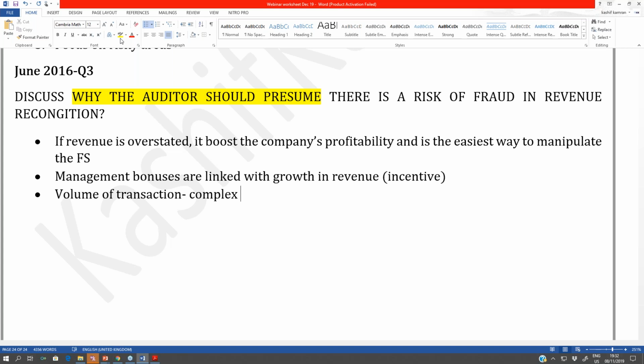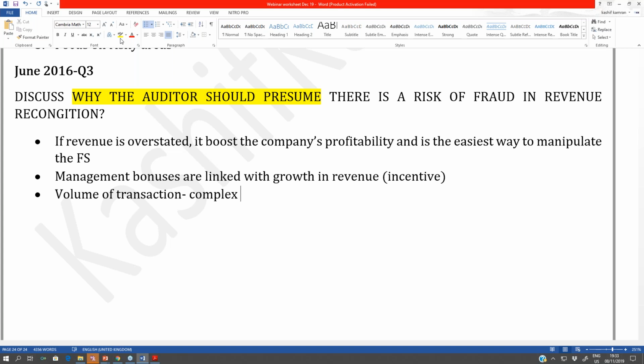Imagine Walmart. Imagine Amazon. Think about the revenue transaction volume of Amazon. Do you believe this is complex? Volume of transaction. And when there is a high volume, the management can easily manipulate things. Management can easily conceal things in high volume.